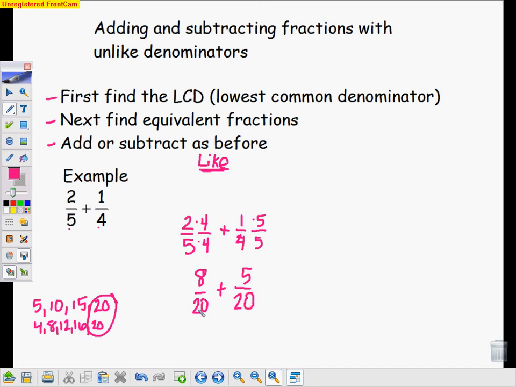So now the denominators are the same. We can add the numerators. So 8 plus 5 is going to give us the 13 over 20. Check. Will this reduce? And in this case, it does not. 13/20 is your final answer.